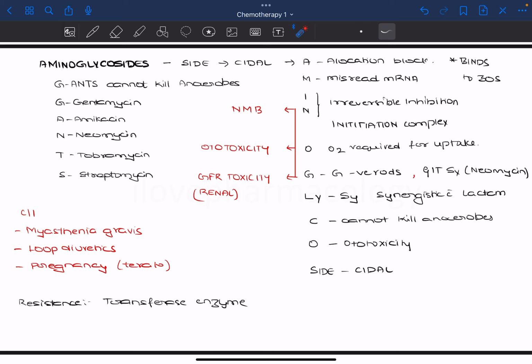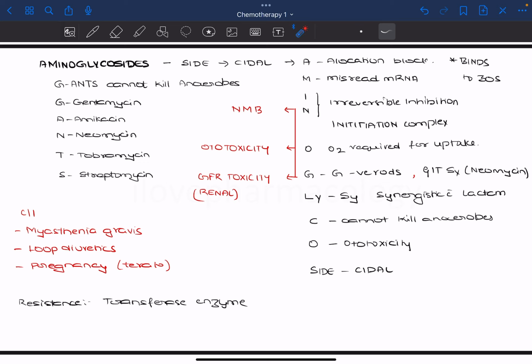So it goes with synonymous rhyming words. Lysine, that means it has synergistic activity with the beta lactams. And C stands for it cannot kill anaerobic infections. O stands for ototoxicity, which is a side effect, and side stands for sidal. So these are the mechanisms of action.